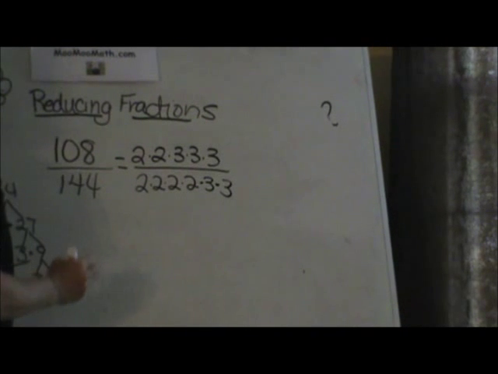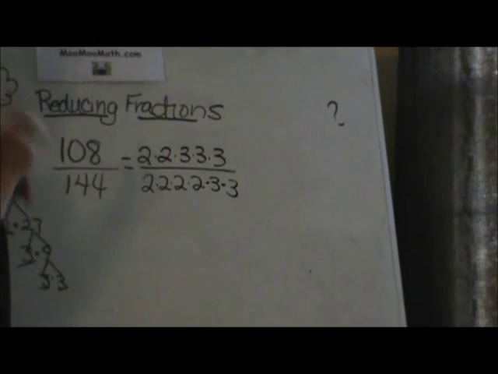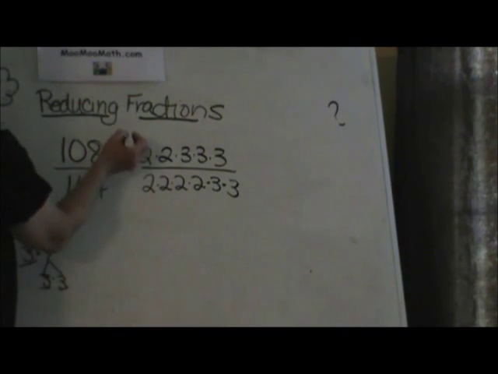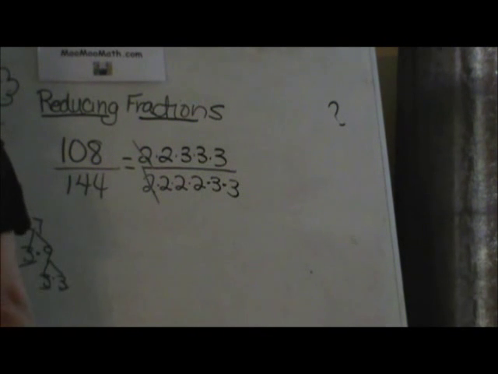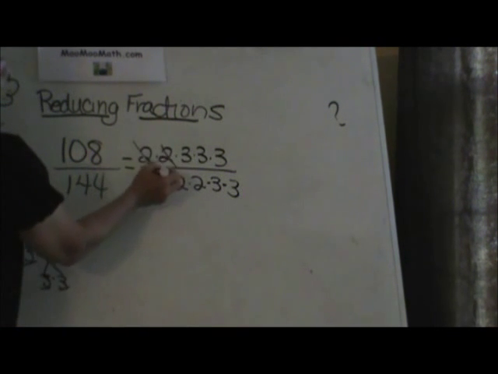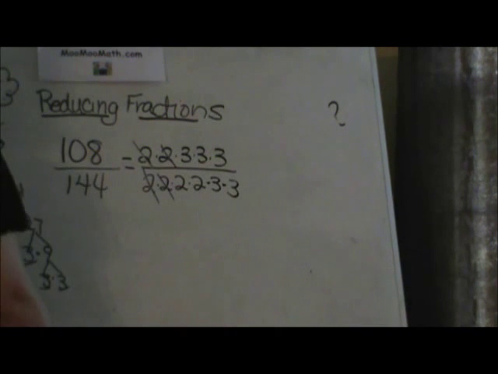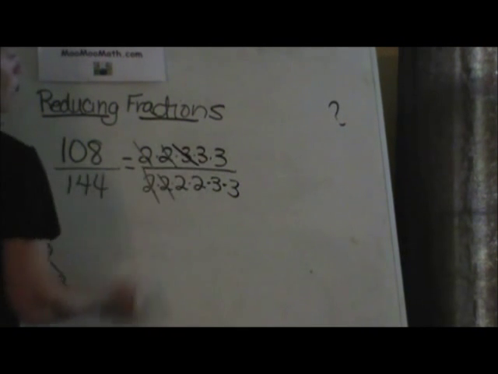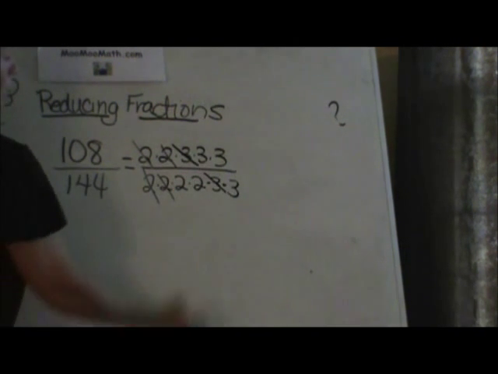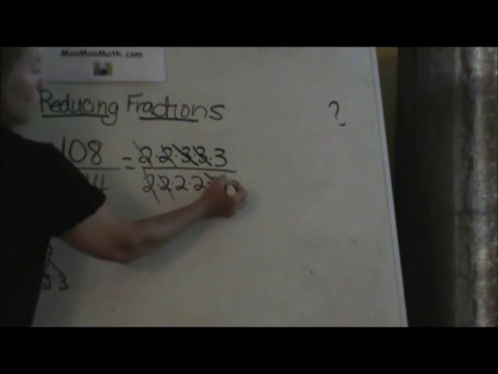Okay, now is my favorite part. I get to go cancel happy. I can start canceling. Anything over itself is 1, so I can cancel out that pair of 2s. I can cancel out that pair of 2s. I have no more 2s in the numerator to cancel, so I have to stop canceling 2s and start canceling 3s. 3 cancels with 3, and this 3 cancels with this 3.